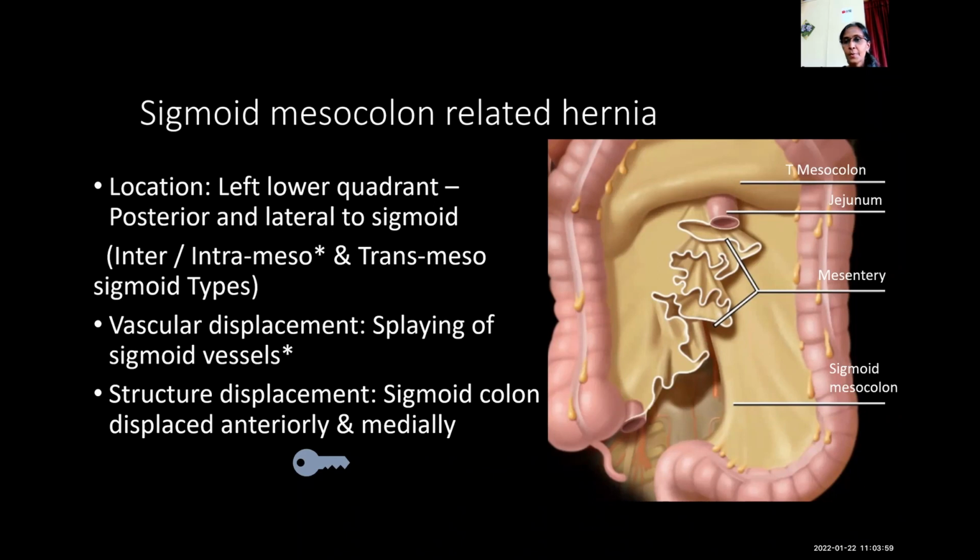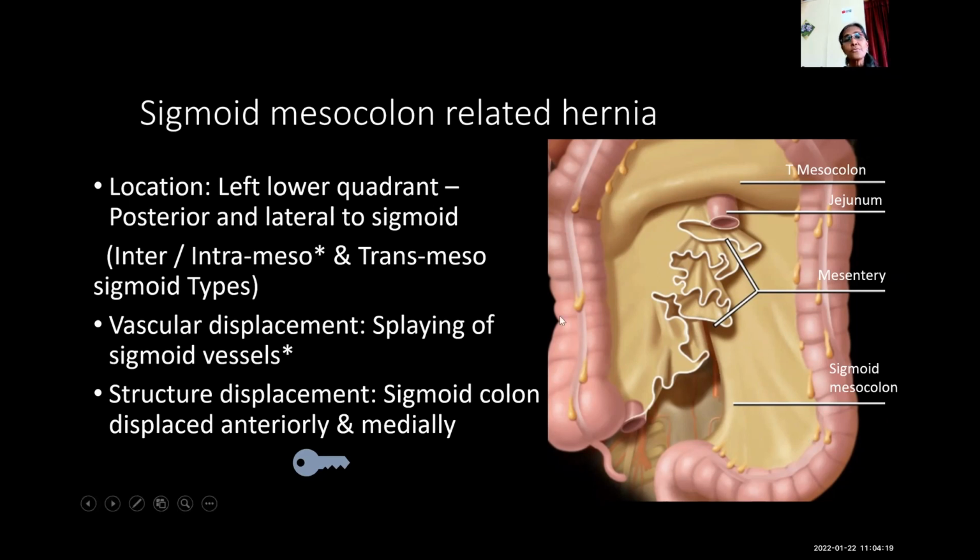I thought we'll jump from up there, the commonest hernias, to the sigmoid mesocolon related hernias. There are again types and subtypes. You have to be very particular about them. It is a bit tricky to be sure whether it's inter or intra or transmesosigmoid type.